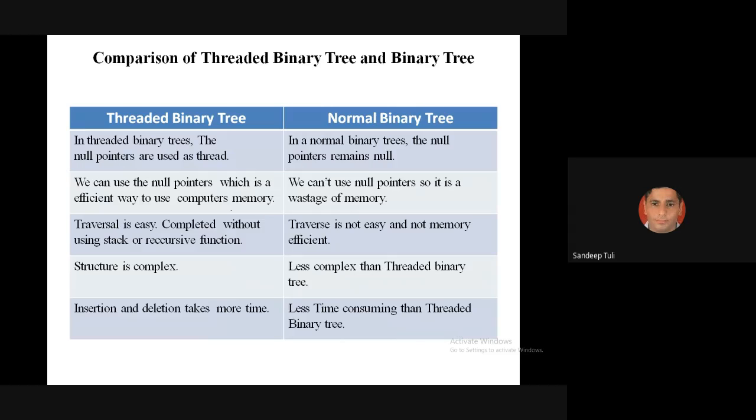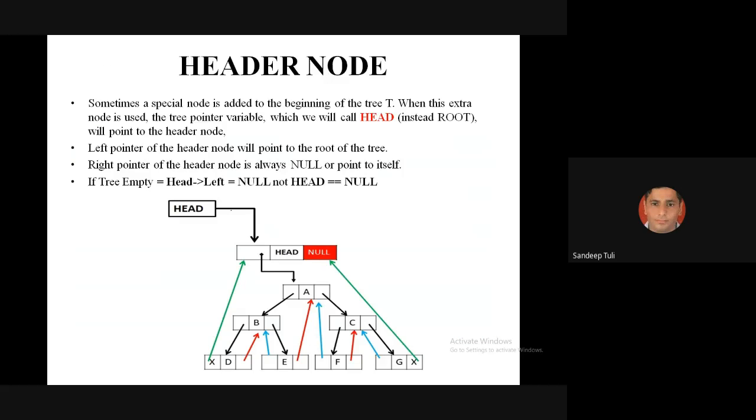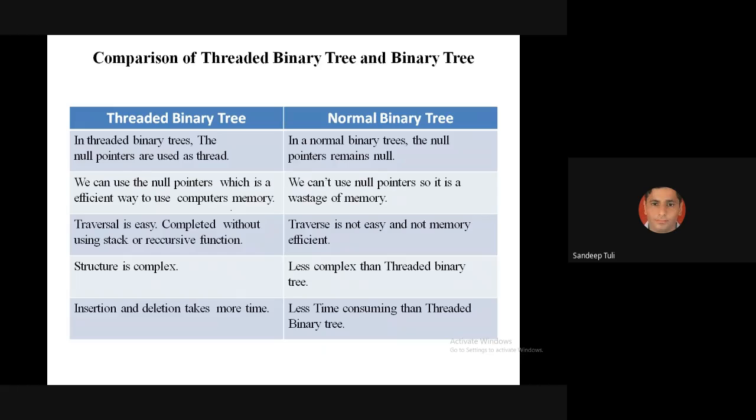Now threaded binary tree and normal binary tree comparison is there. In threaded binary tree the null pointers are used as a thread, but in normal binary tree they will remain null. That is the major benefit of this. We are trying to utilize this one. Now we can use these null pointers, which is an efficient way to use the computer memory also. Like हमने मेमोरी यूटिलाइज तो करी है लेकिन उसका यूज नहीं किया. आपने यदि रेंट पे 4 कमरे ले लिए लेकिन यूज तो एक ही कमरा कर रहे हो, लेकिन किराया तो आप 4 कमरों का दे रहे हो.